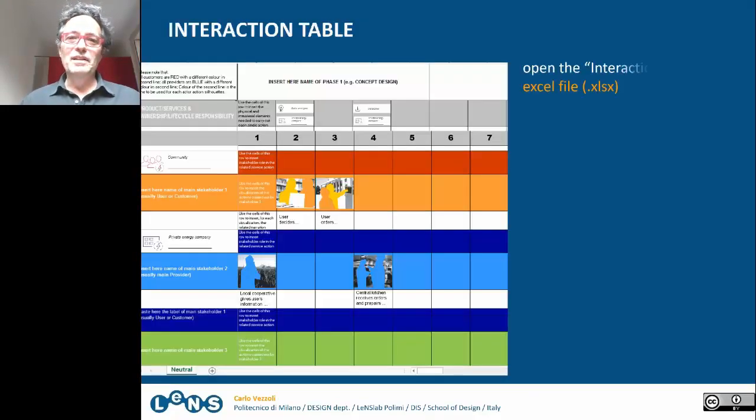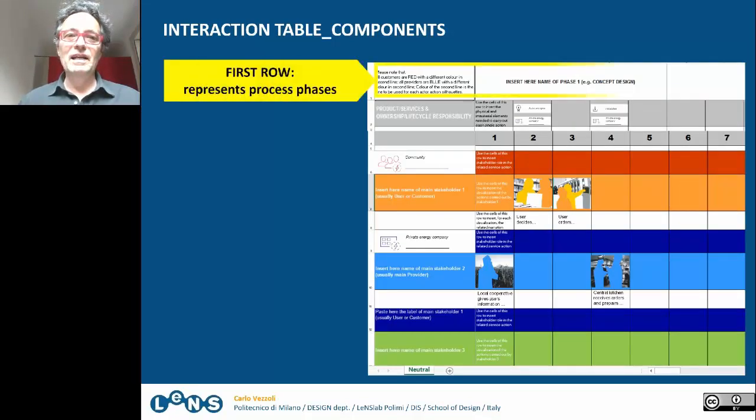But how to use the interaction table? First of all, you have to open it. It's an Excel file. In the first row, you can represent the different phases of the process. You may have a phase in which you are incubating or designing the sustainable product service system, eventually applied to distributed economy, then an implementation phase, a running phase, and maybe a maintenance phase if you want to highlight an end of life phase.